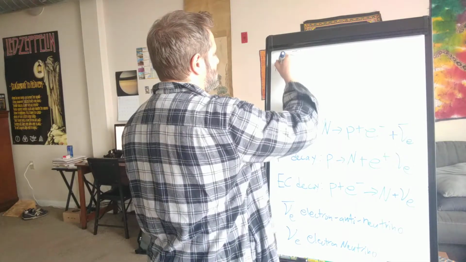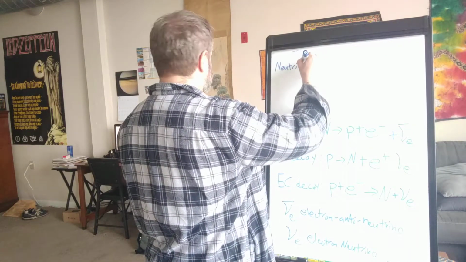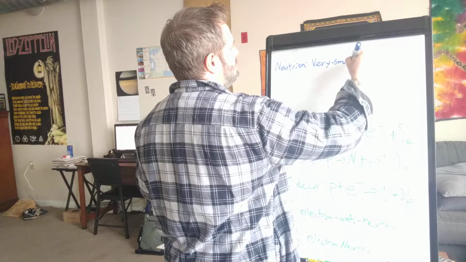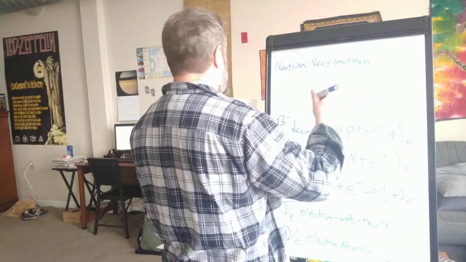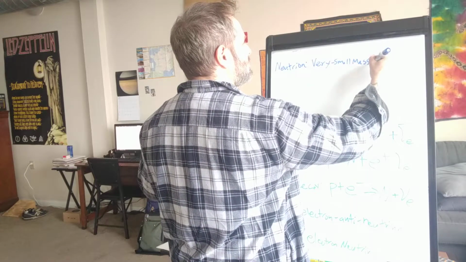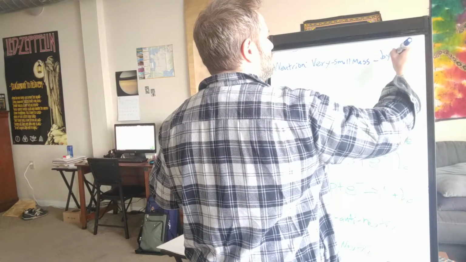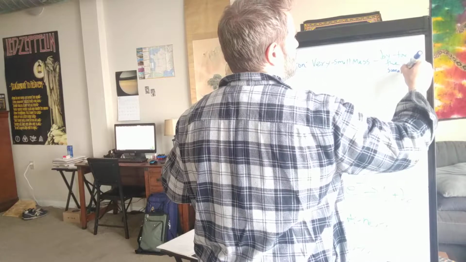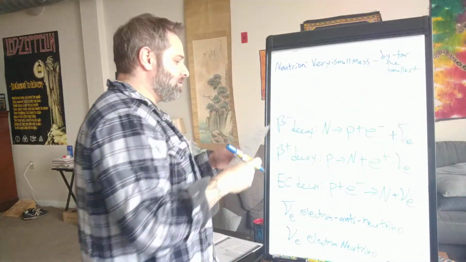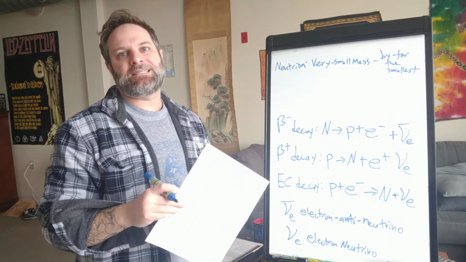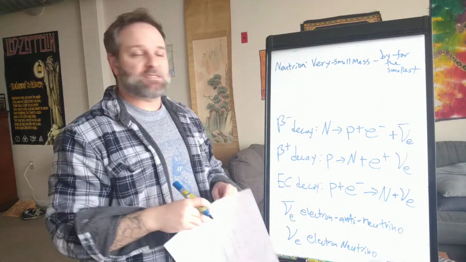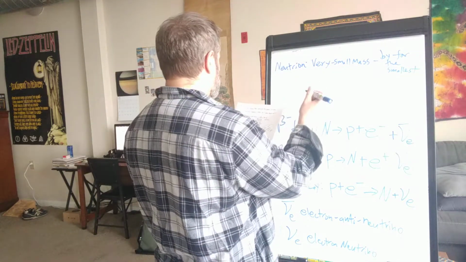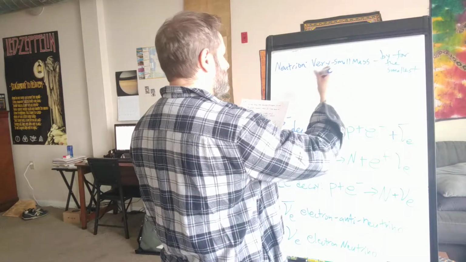So a neutrino has very small mass, and by very small, I mean by far the smallest. The mass of a neutrino is really, really teeny, tiny. In fact, there was and still are debates about whether all the neutrinos have mass. Because they're so small, it's so difficult to deal with.